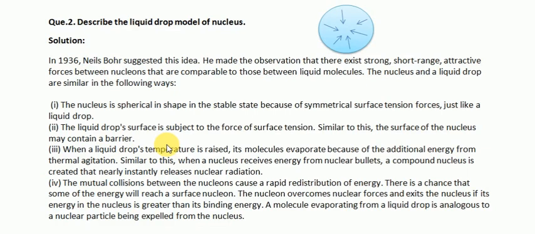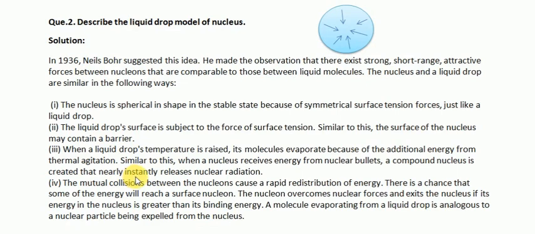Now, what is a compound nucleus? This nucleus has extra energy, and having extra energy makes it unstable, releasing nuclear radiations. And this is similar to the effect on a heated liquid drop, but with particles leaving the nucleus instead of molecules evaporating. Right? Now, for the final similarity, and this one is interesting.